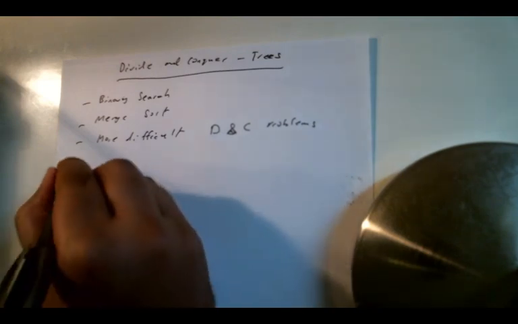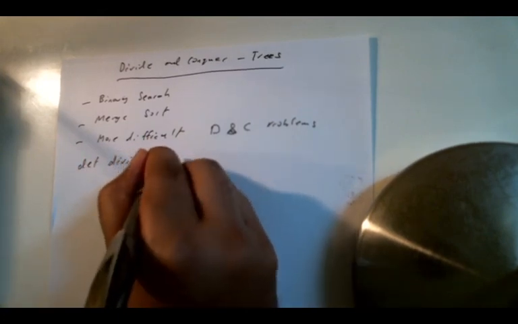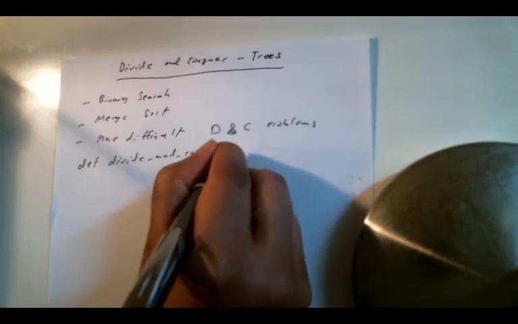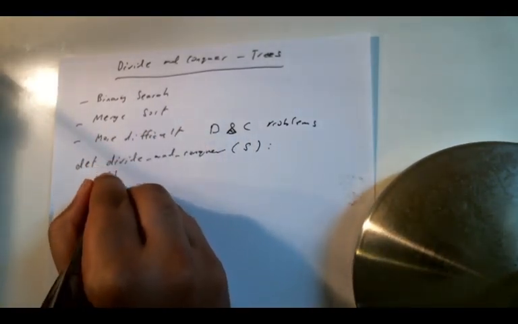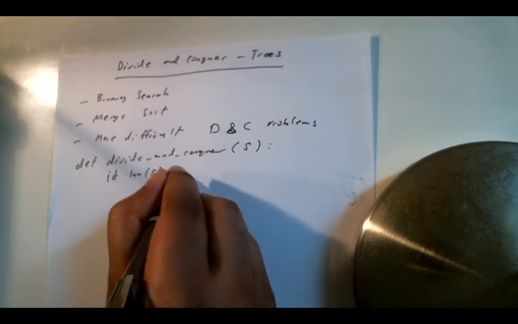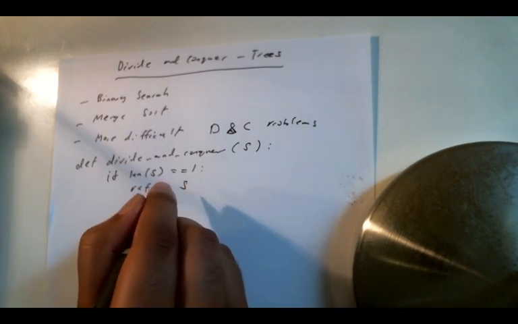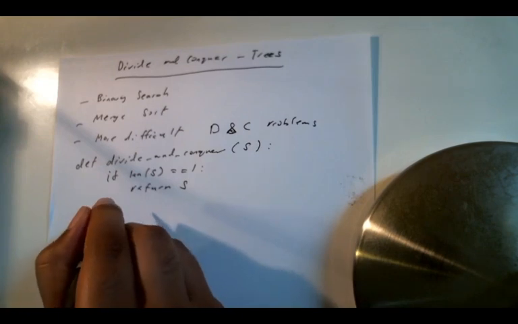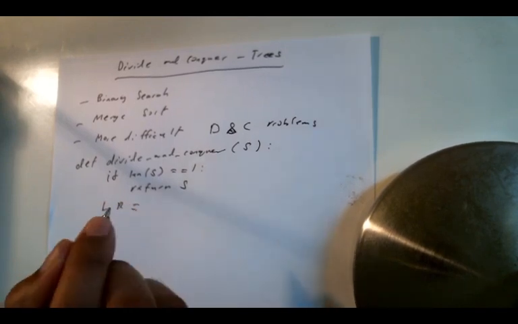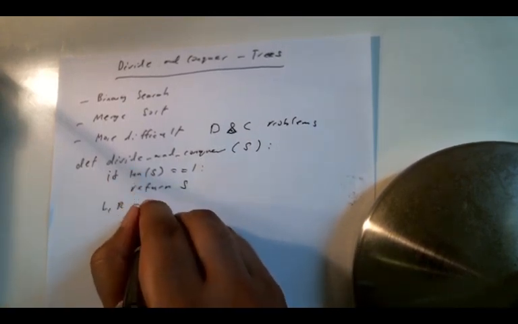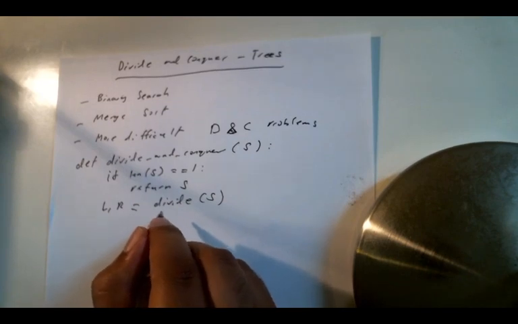Okay, here's what I'm going to write. So let's define a function, divide and conquer on some space S. And the idea is if the length of S is 1, then we just return the result of S. Then if the size of the problem is not 1, then we divide it: we let L and R be divide on S. This is some function where we split it into the left and the right.